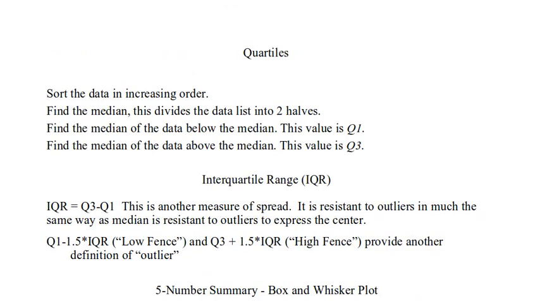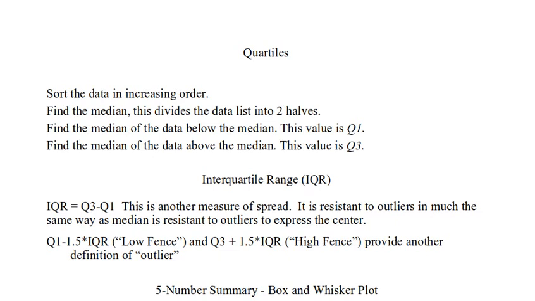So once we have the data in increasing order, we can find the median. The median divides the data into two halves. And if we do this again for each half, in other words, if we find the median of the data below the median, we can call that the first quartile. That's divided the data into 25% below and 75% above. So that's 1/4. If we then find the median of the data above the median, then we've found the third quartile. That tells us that 75% of the data is below that.